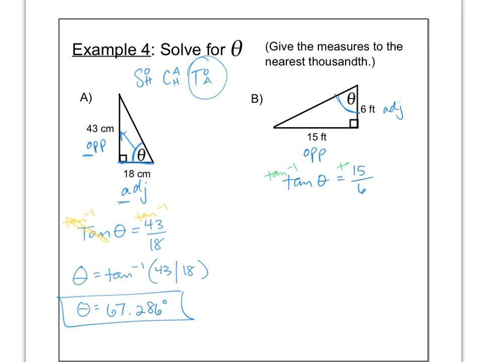So you'll take the inverse tangent on both sides. And you'll have theta equals the inverse tangent of 15 divided by 6. Type that in your calculator, second tan, 15 divided by 6, and theta should turn out to be 68.199 degrees.